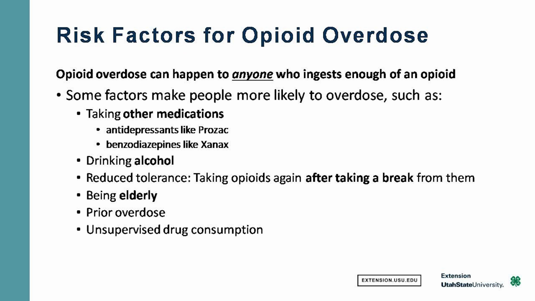Next is reduced tolerance. This just means that if you take an opioid after taking a break from it, you're more likely to experience an overdose. This is really common in people who are leaving incarceration or potentially leaving treatment, or places like that where they've had a sustained time of not using an opioid. Especially if they go back to their previously used dose, their body's no longer used to that dose, and they will most likely experience an overdose when they return to use after taking the break. And then next is being elderly.